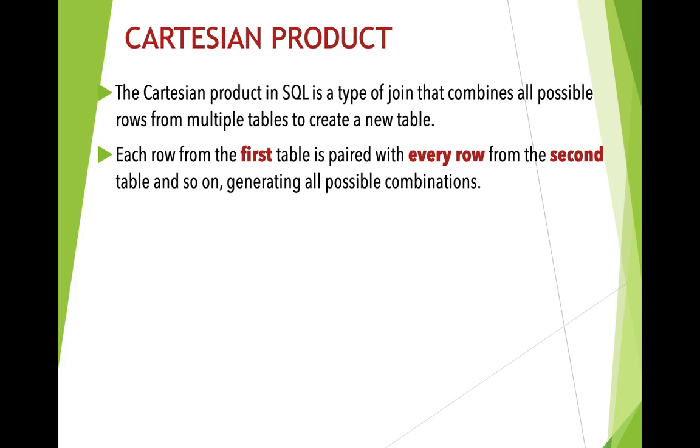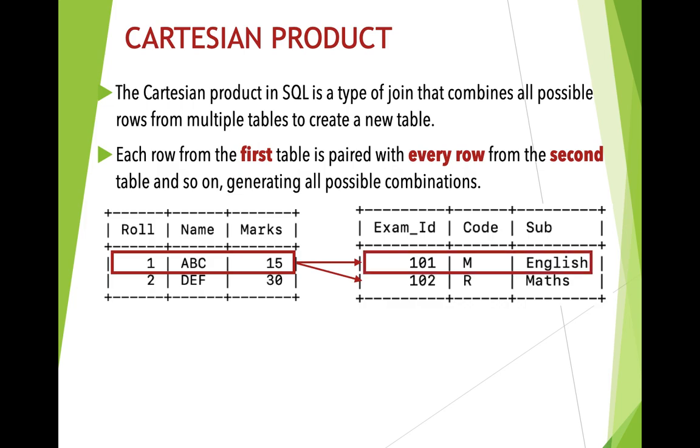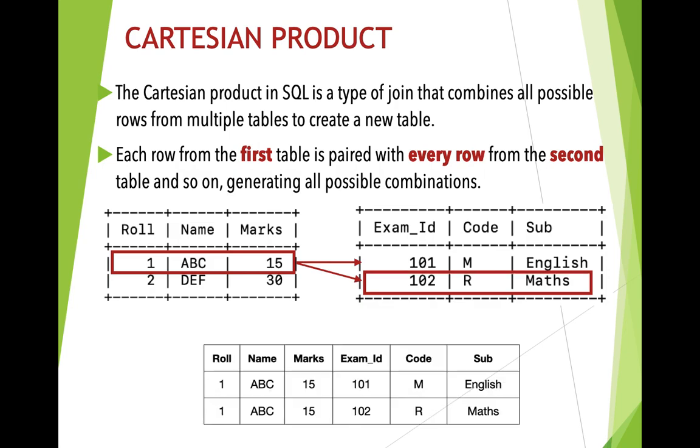Let's see with the help of an example. Let's say we have two tables as you can see on your screen. What happens in case of Cartesian product? The first row from the first table will be paired with all the rows from the second table. At first the first row of the first table will be paired with the first row of the second table, resulting in this. After that, the first row of the first table will be paired with the second row of the second table, which will result in this.